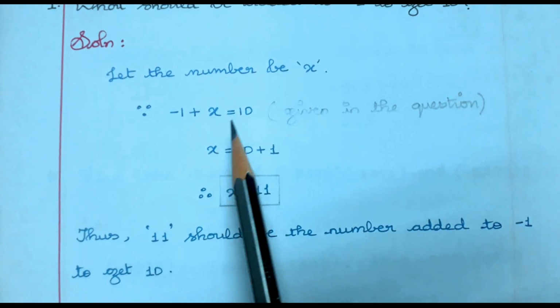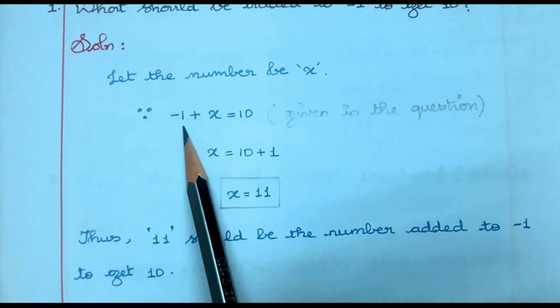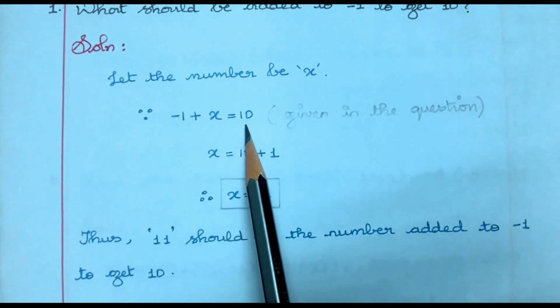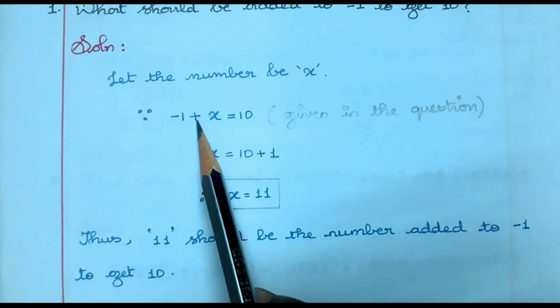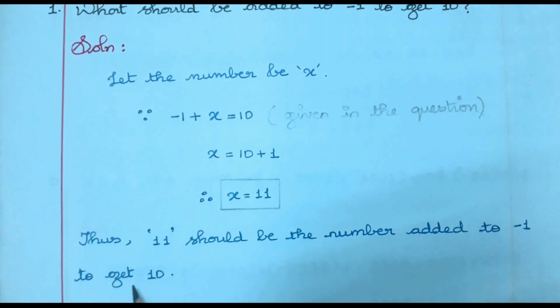So if you add 11 here, minus 1 plus 11: different signs, subtract 11 and 1, we will get 10, and the biggest number's sign is also plus. So now you are clear that 11 should be the number added to minus 1 to get 10. Clear? Next, we'll move on to the second question.